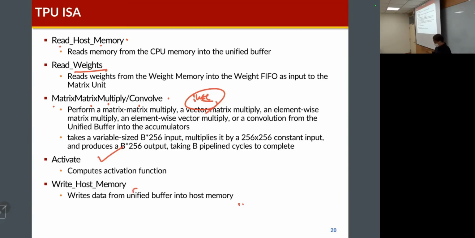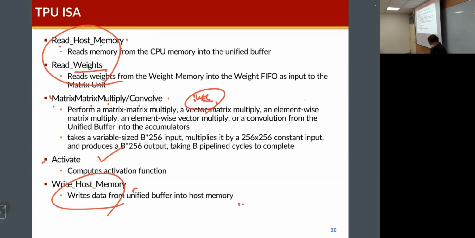So, the detailed instructions are not revealed because they are commodity processors. But as you can see, the TPU supports only a very small number of instructions. Three of these instructions just handle the data transfers between the TPU and host systems. And then the TPU supports two instructions: matrix multiplication and the activate instruction. It's very simple.